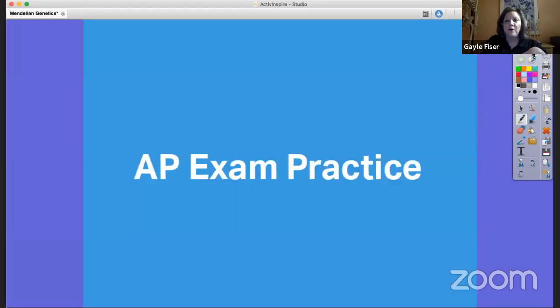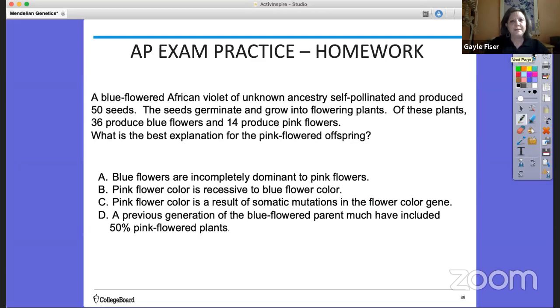All right, so for our homework tonight, this will start up as your warm up on tomorrow night's lesson on non-Mendelian inheritance. A blue flowered African violet of unknown ancestry self-pollinated and produced 50 seeds. The seeds germinate and grow into flowering plants. Of these plants, 36 produce blue flowers and 14 produce pink flowers. What is the best explanation for the pink flowered offspring? Now, I think this is an easy breezy question.